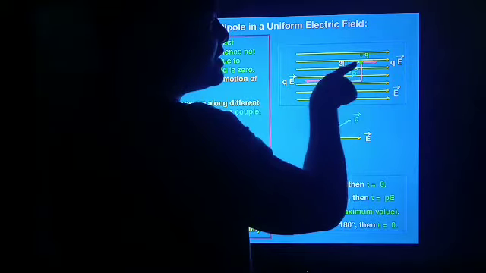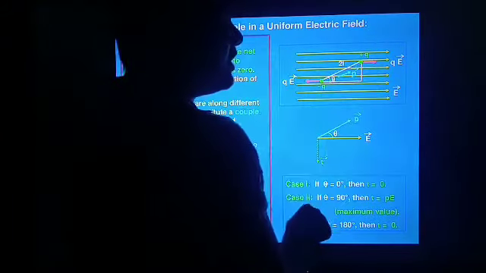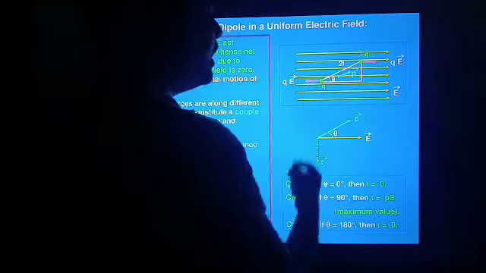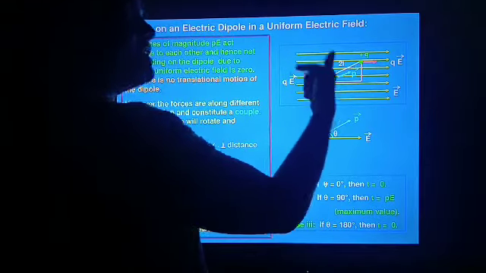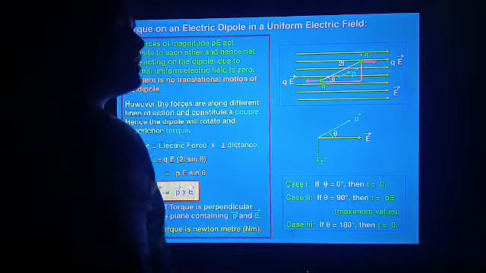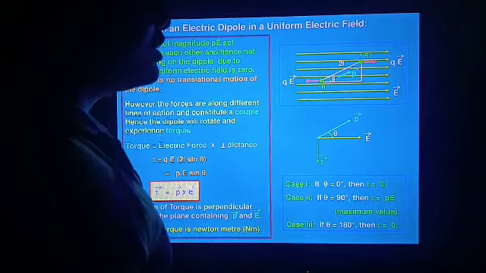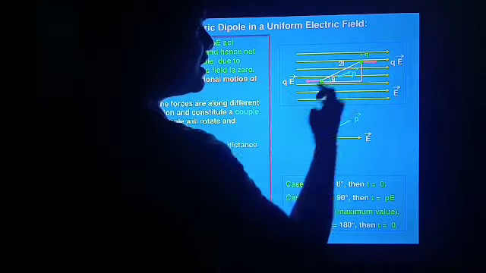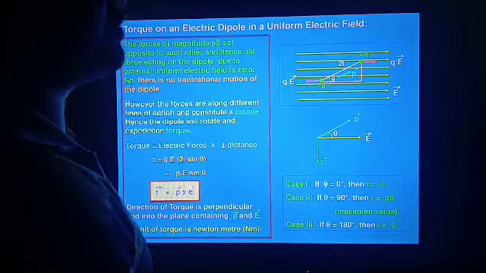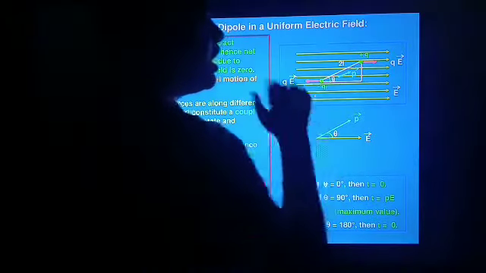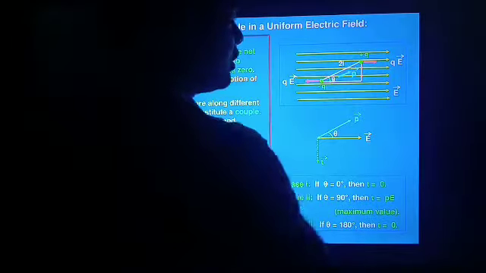The positive charge will experience a force in the direction of the electric field, F is equal to QE, and the negative charge will experience an equal force but in the opposite direction of the electric field, that is QE. So these two charges will experience two equal and opposite forces. So they will create a torque. So we have to find out this torque.